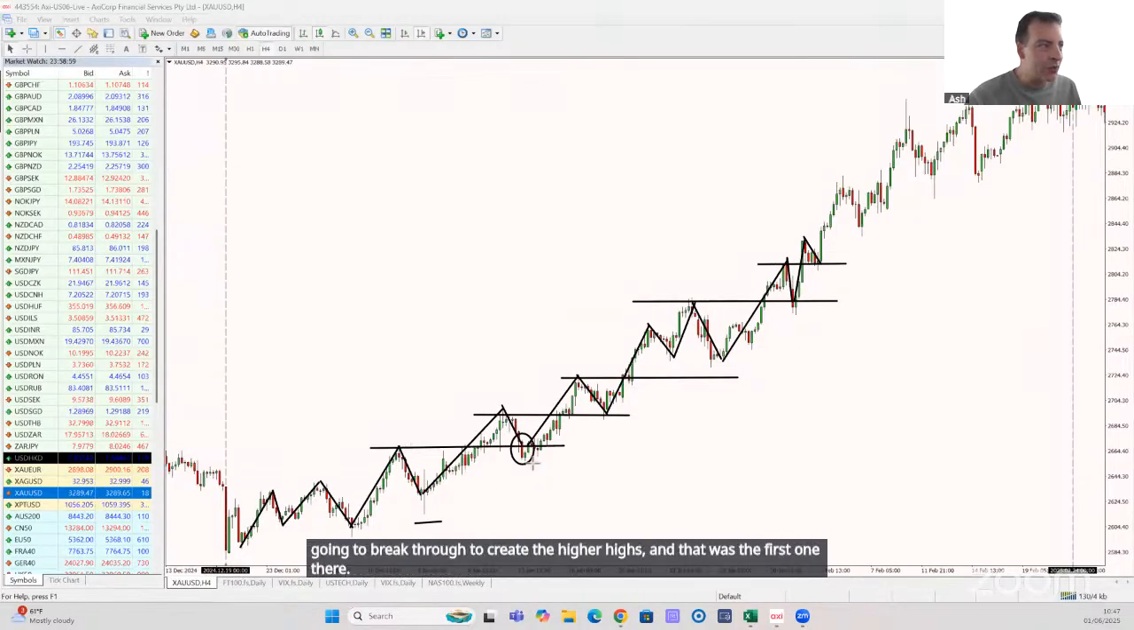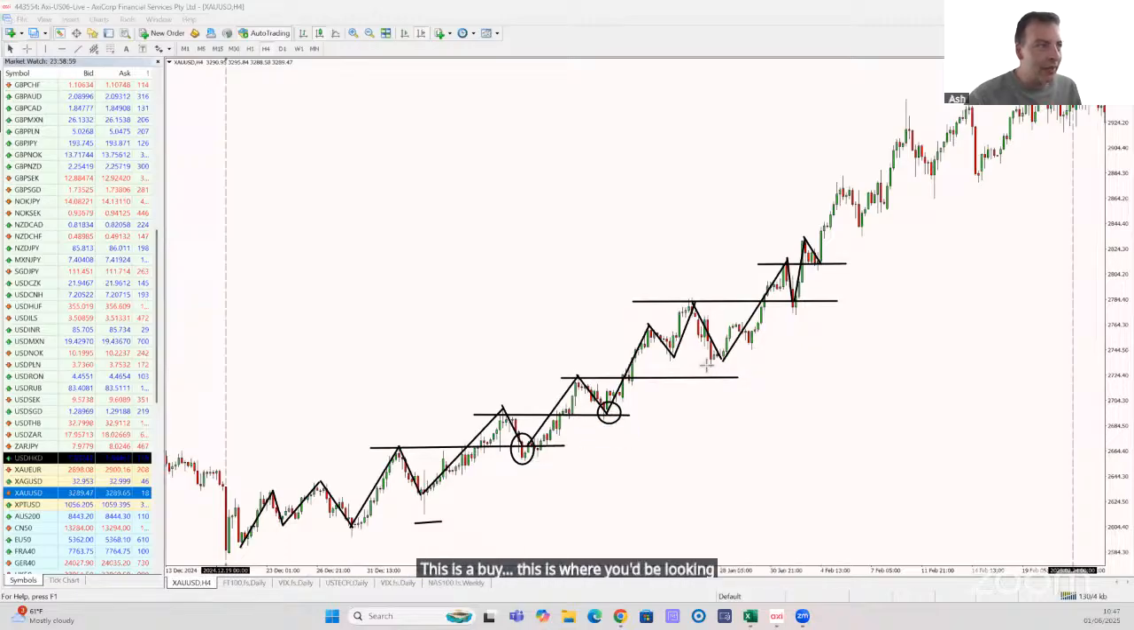This is a buy. This is where you'd be looking to buy it, just at the simple area where it's pulling back on a really strong trend. Let's see what happens next. Got to break through there.